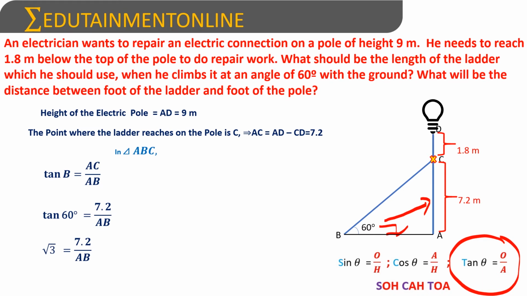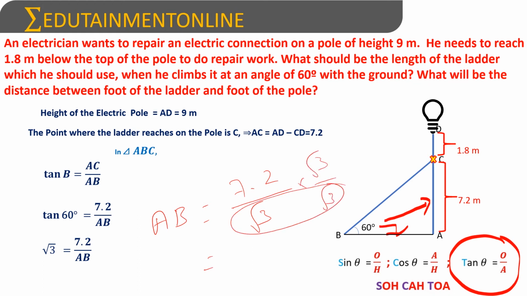Now if we transpose this AB to the right hand side and root 3 to this side, so AB is equal to 7.2 divided by root 3. Now rationalizing this, root 3 times root 3 is 3. So we can write it as 7.2 root 3 divided by 3. 3 times 2.4 is 7.2. So AB is 2.4 root 3.